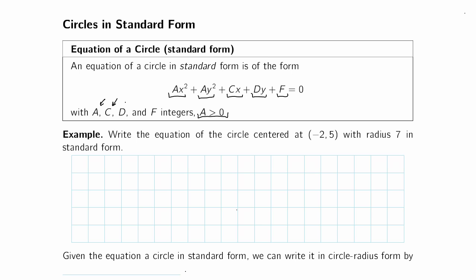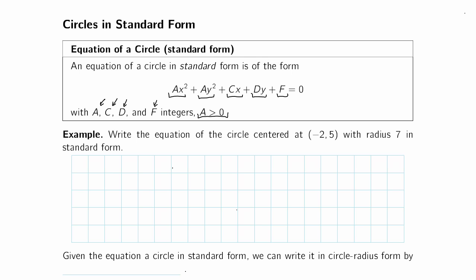All of the coefficients are integers, and again, we've arranged things so that the x squared term and the y squared term are both positive. If they're both negative, we multiply both sides by -1. So that's standard form.